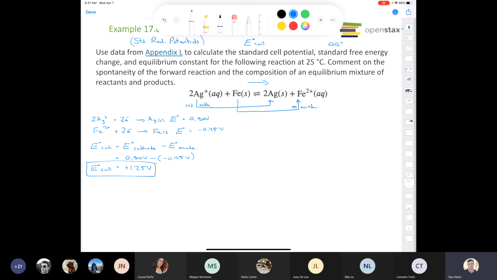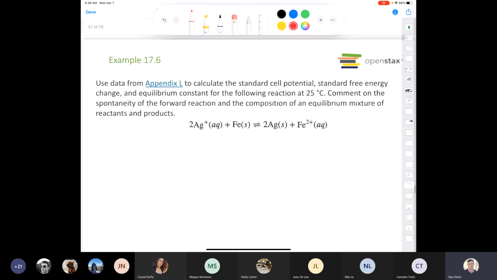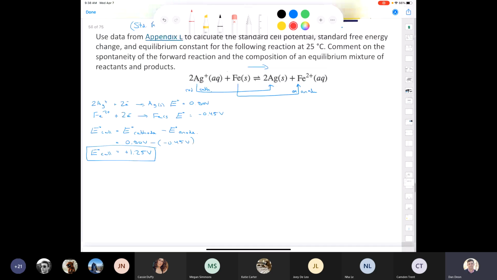All right, well, now that we've calculated the standard cell potential, let's see if we can calculate the standard free energy change. I'm trying to write small because I don't have a lot of space, well, actually I did give myself more space over here, so maybe I'll work over here. So our standard free energy change is going to be equal to negative n, the number of electrons transferred, multiplied by the Faraday constant, multiplied by the standard cell potential.